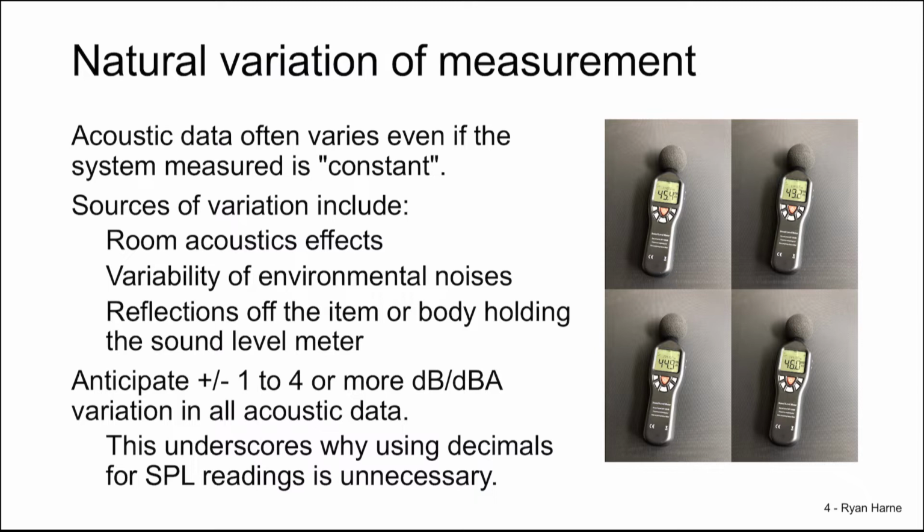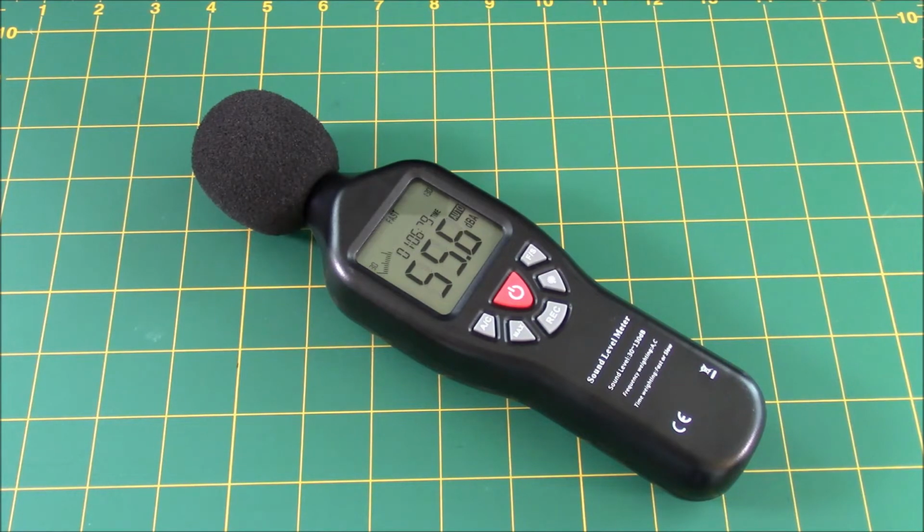This also underscores why we never use decimals for decibels. Instead, SPLs are always rounded to integer values, and we interpret any given dB or dBA reading as having a plus or minus variation. Without apparent change of background noise, the sound levels vary, and we see this now.